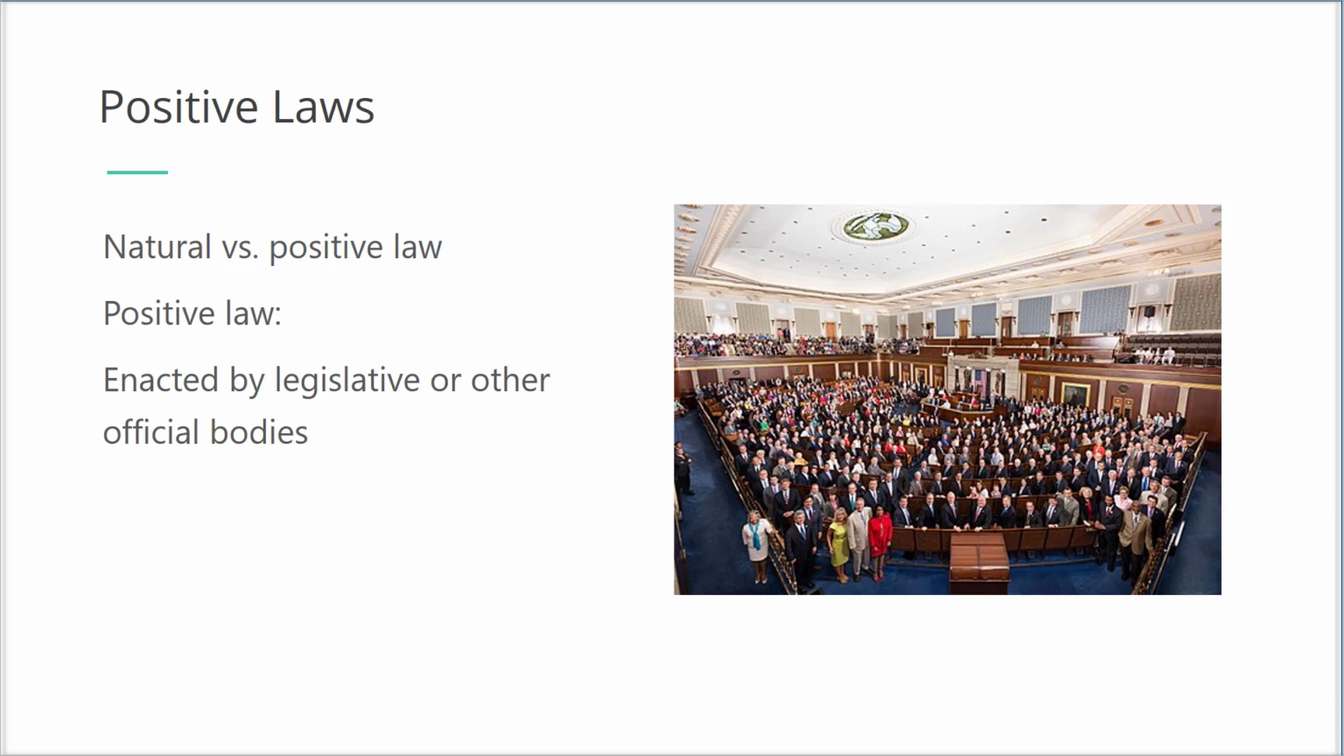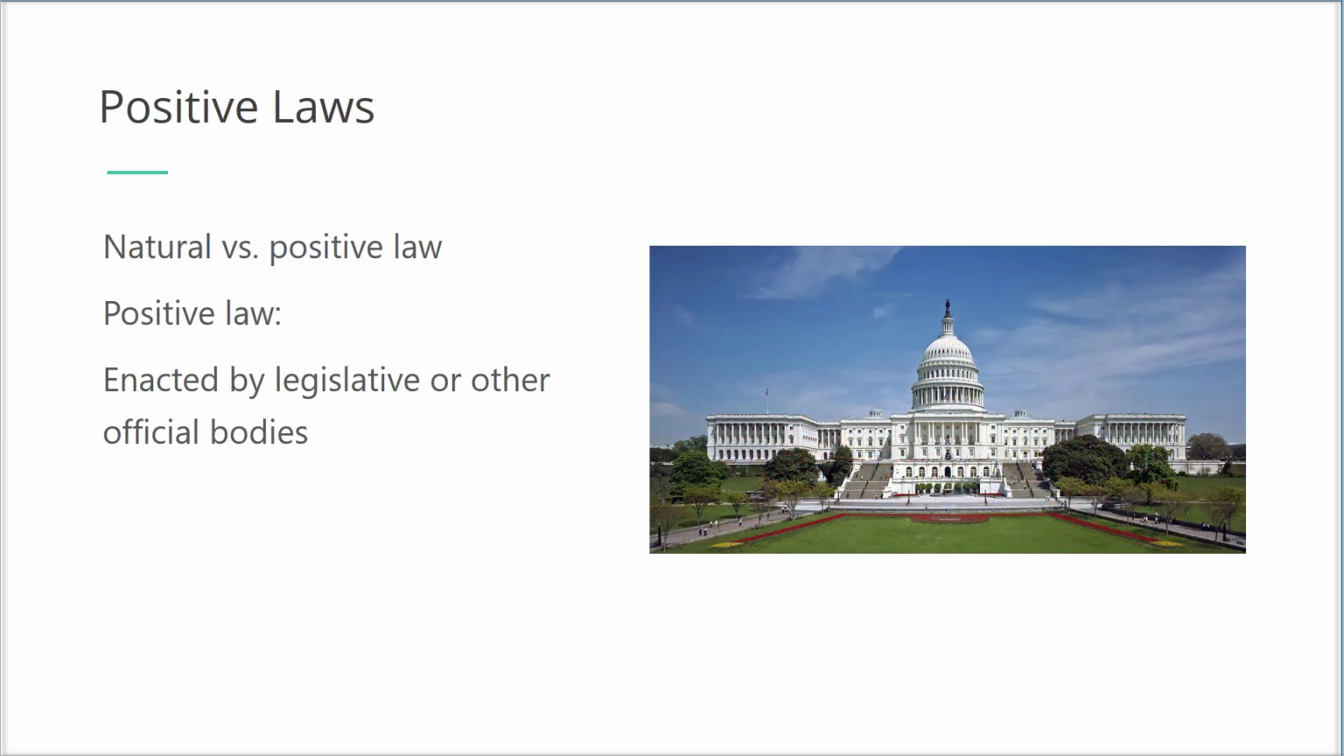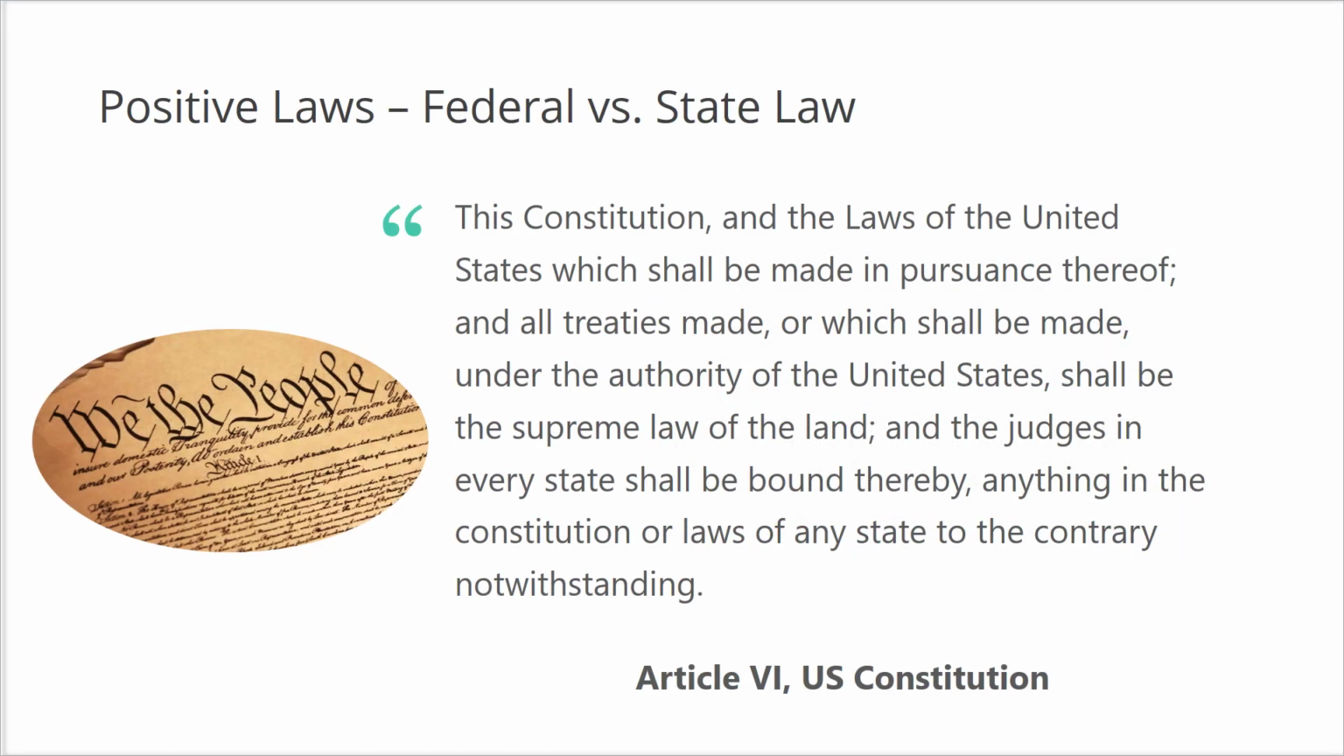In the US, positive laws are enacted mainly by Congress, consisting of the Senate and the House of Representatives, at federal level. There are also legislative bodies at the state level. The House of Representatives is shown here from the inside. And here is the iconic United States Capitol or Capitol building in Washington, D.C. In the US, the states have the power to enact their own laws in areas where the federal government has not acted. However, states do not possess the power to pass laws that would contradict or violate federal laws.